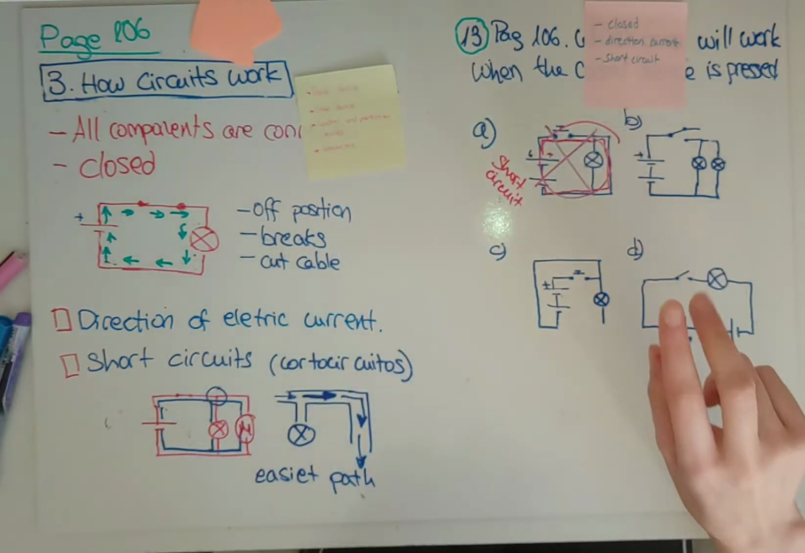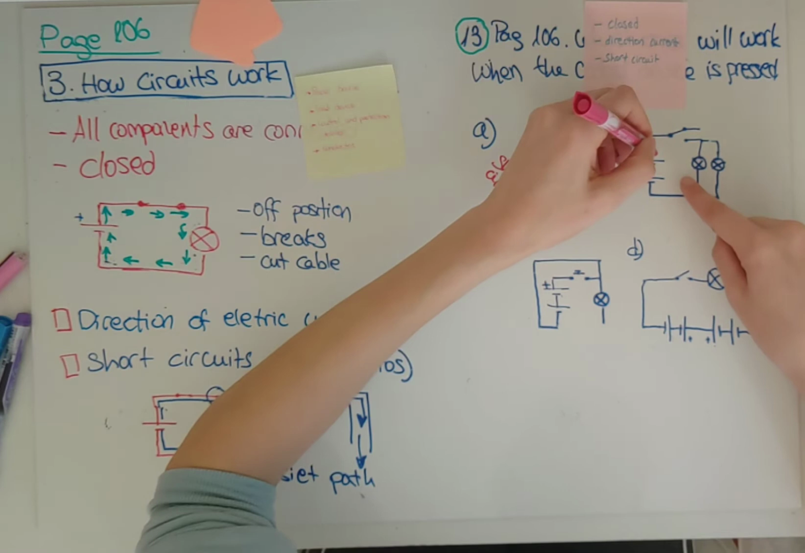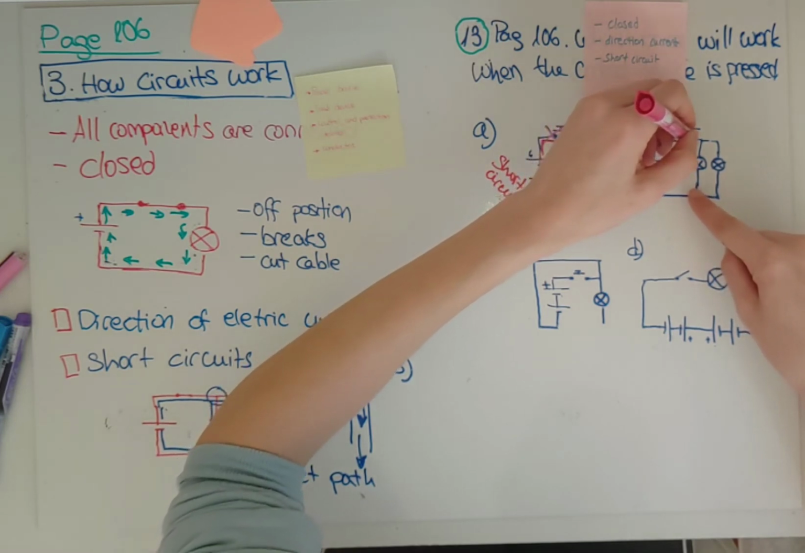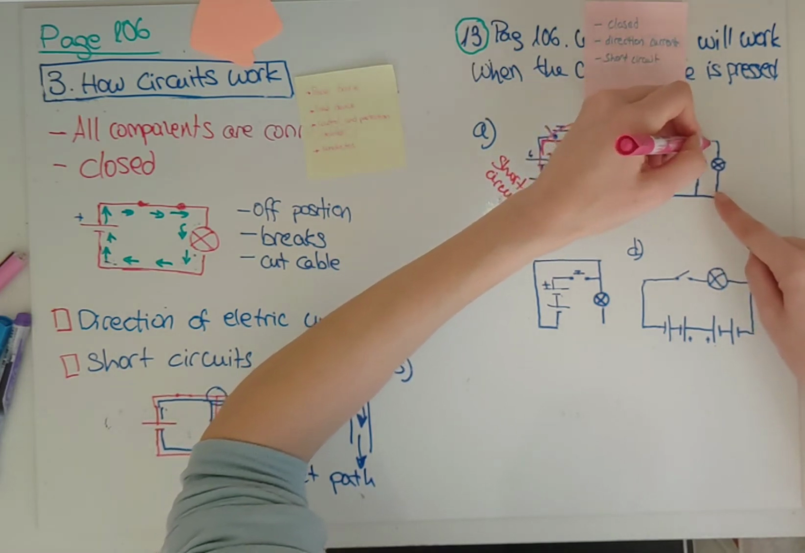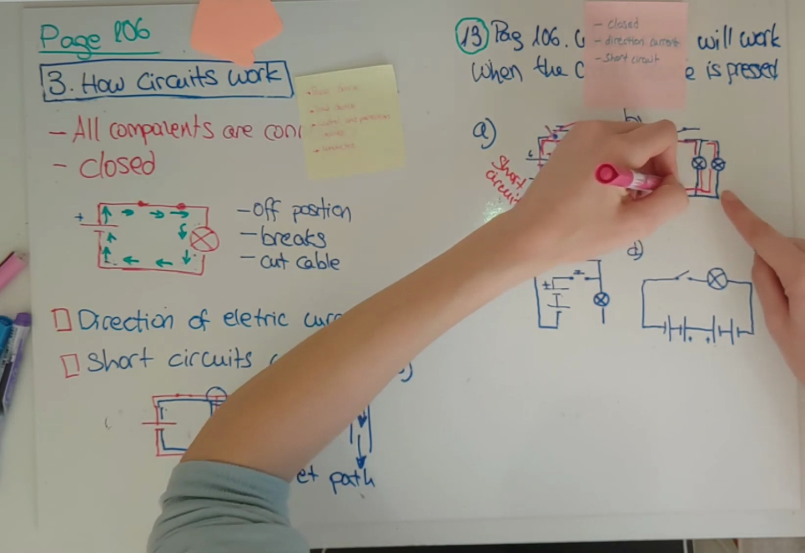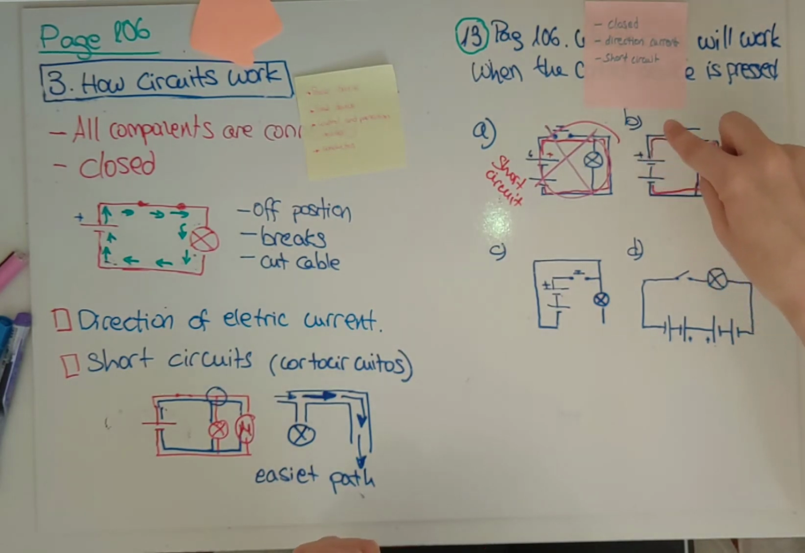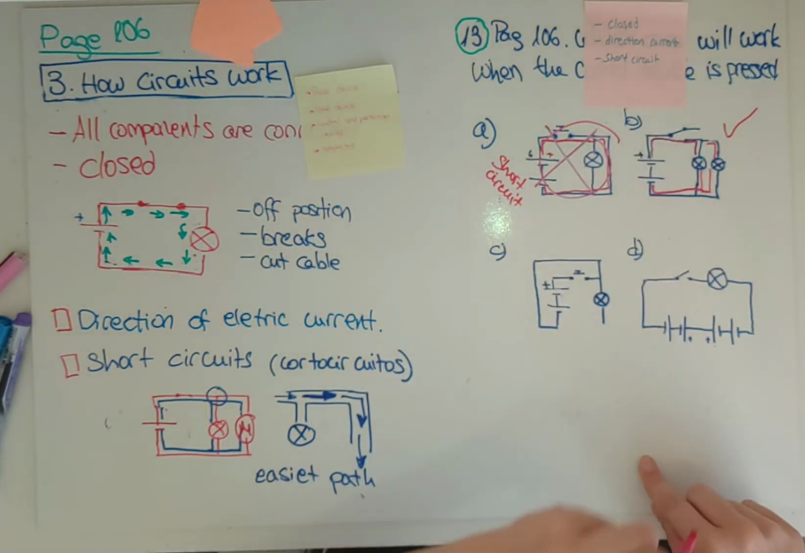Circuit B. This is a two-way switch. Okay, when I change the position, the current flows through this path and through this path. There are two lamps in the way, so it's closed now. It works.